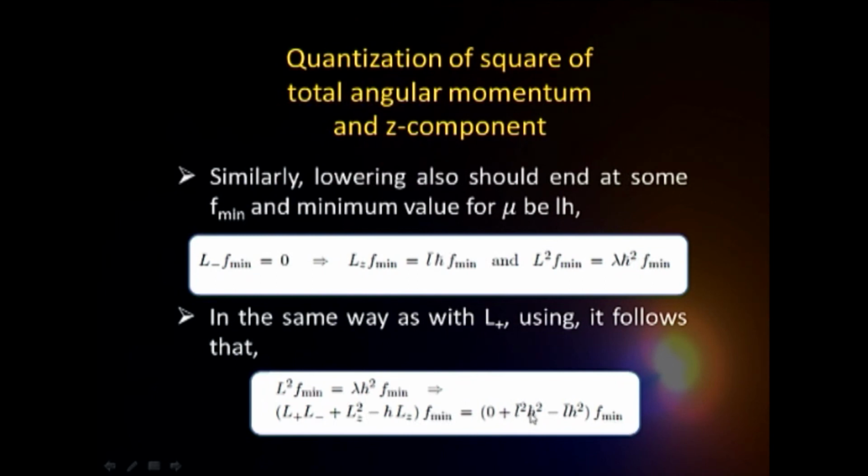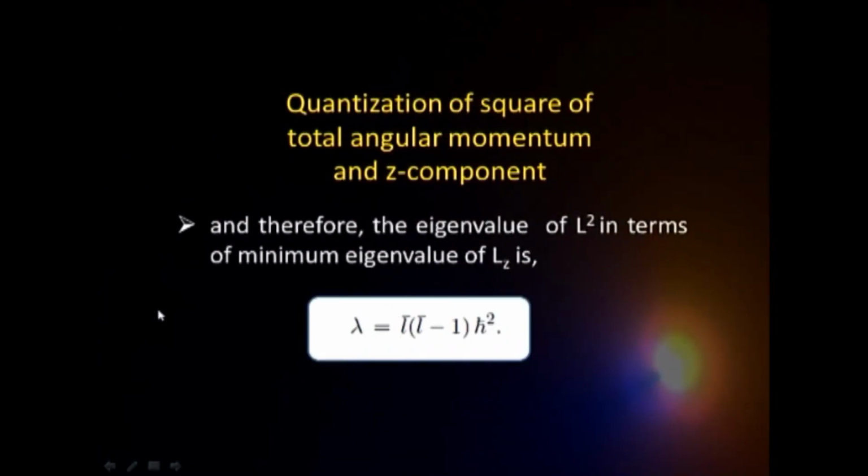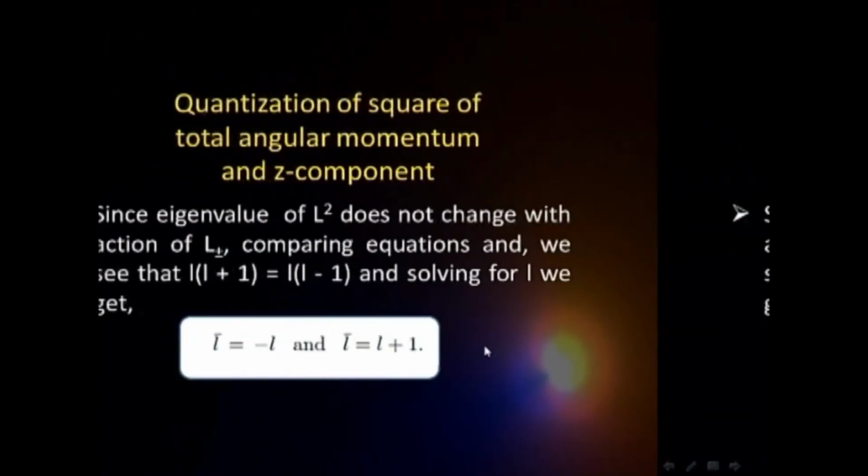Working with the minimum values, we can say that L square h cross square minus L h cross square f min, which suggests that if we solve it, we have L minus 1 h cross square. So, we have two sets of values, one for the raising operator which has a maximum value, and one set which is the minimum value.